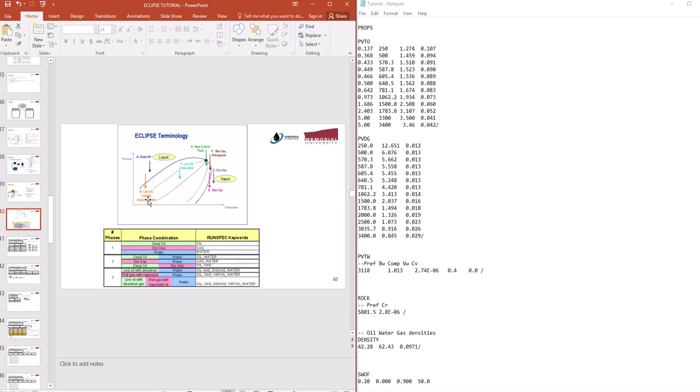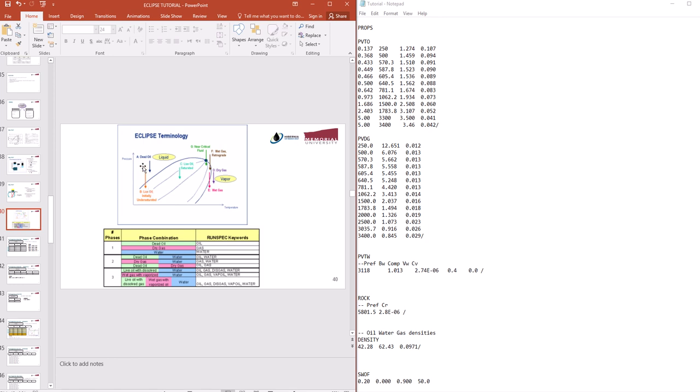And this is some terminology that Eclipse is using. For example, as I told you, if we have fluid in this area, its initial temperature and pressure are in this area, it means that it is a black oil, or we can use dead oil, or if it is in the saturated section, we can use a live oil simulation for these kinds of reservoirs.